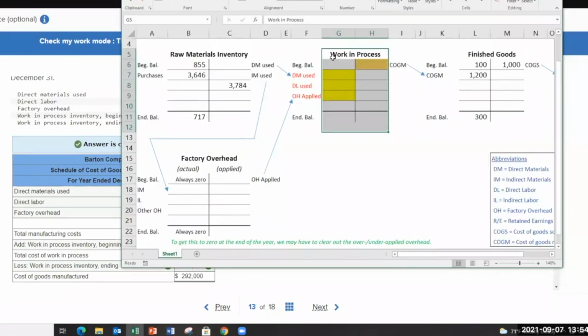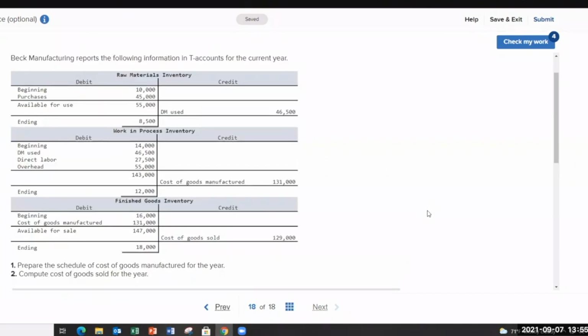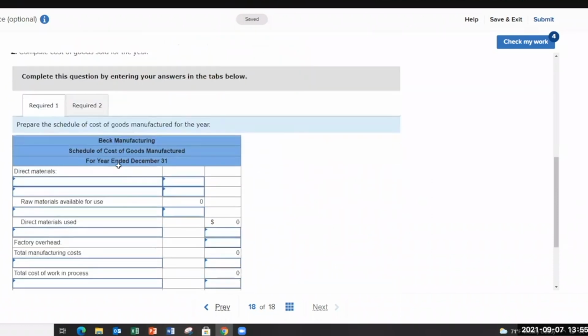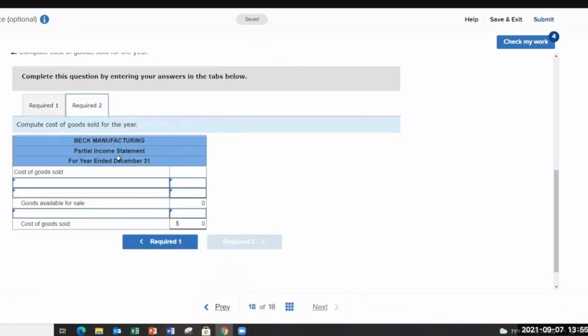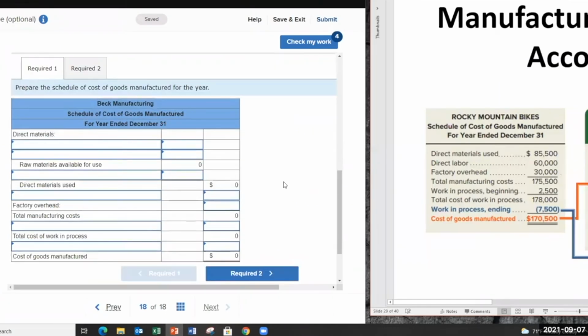Here we go. As you can see, these T accounts are going to work for just about every homework problem you have. But this one's not that hard. Basically, they're giving you the T accounts from the get-go. So use these to fill out a cost of goods manufactured and a partial income statement. The reason I'm going over this one is because it's not exactly line for line like this. There's a little more complicated stuff in here, but you will see people do them like this in the real world.